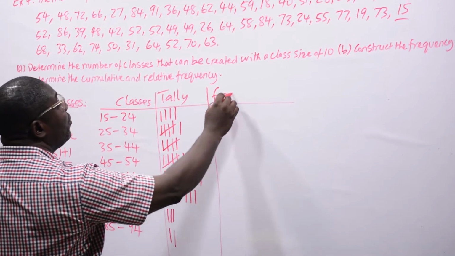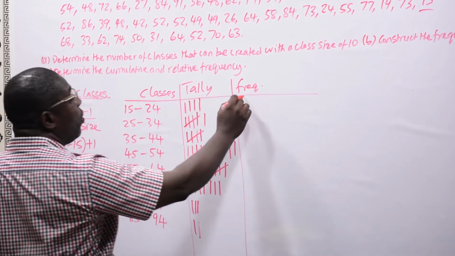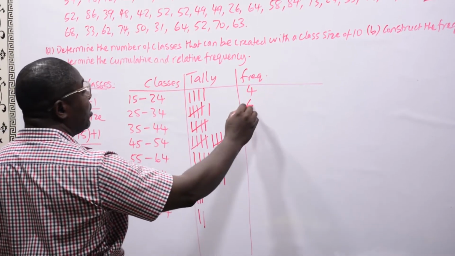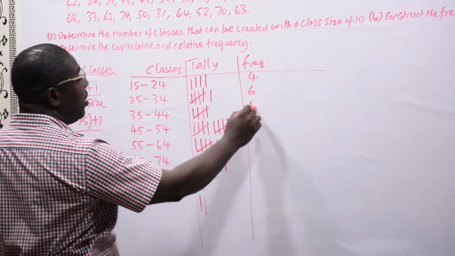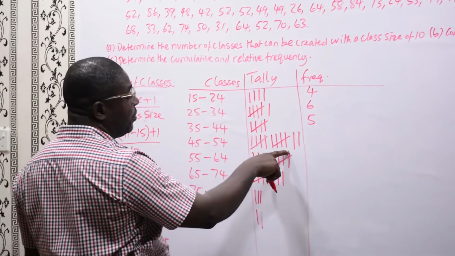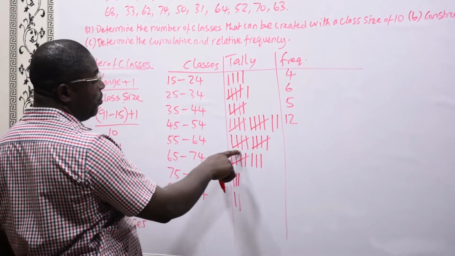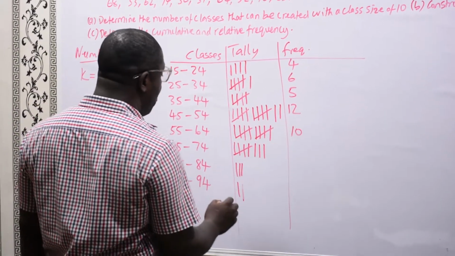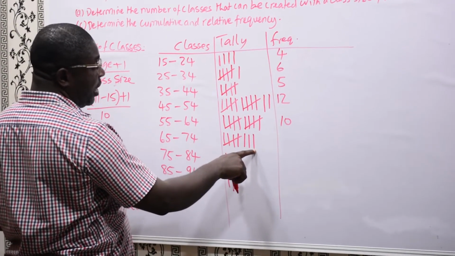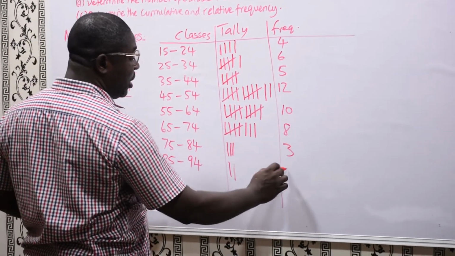Now we have frequency. For the first class we have 4: 1, 2, 3, 4. The second class we have 6. The third class we have 5 counts. The fourth class we have 5 plus 5, 10 plus 2, that's 12. Then the next class is 5 plus 5, we have 10. The next class is 5, 6, 7, 8, so we have 8. The next class is 3, and then the last class is 2.